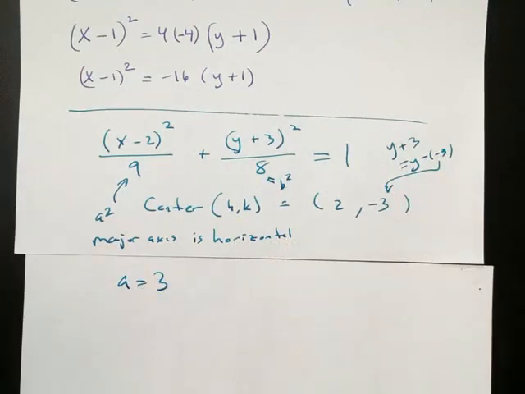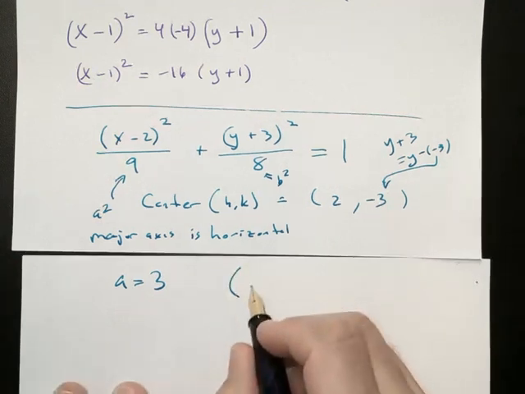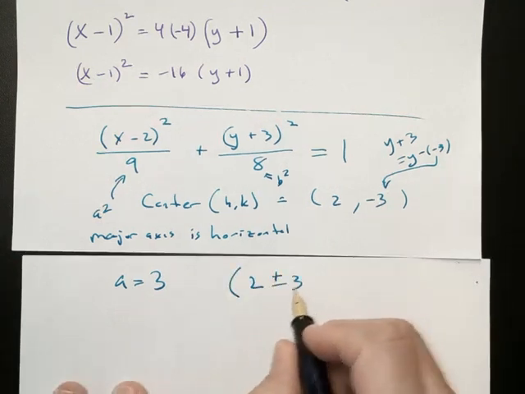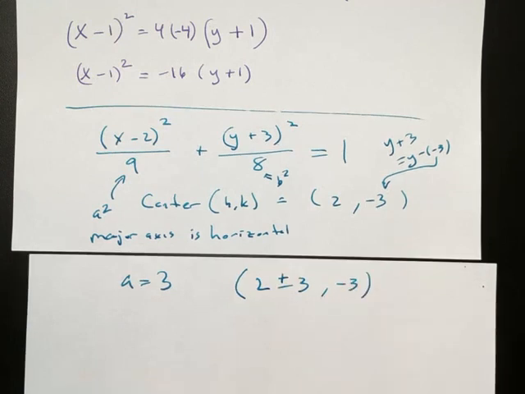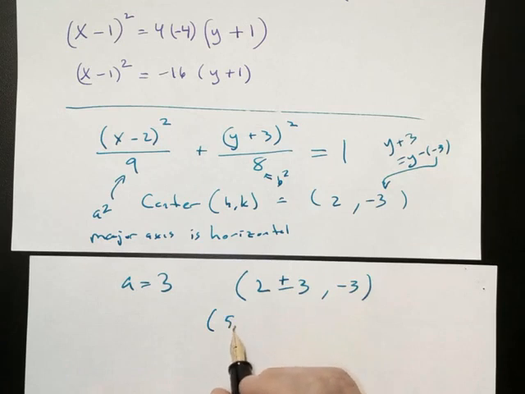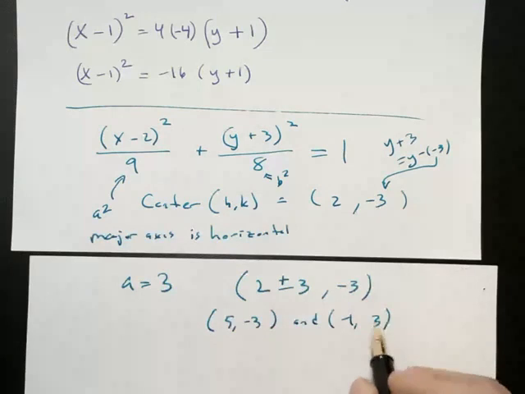That means my vertices are 3 units to the right, 3 units to the left. Of what? Of my center. That is exactly right. So I take this number and I add or subtract the 3. Three units to the right, 3 units to the left.